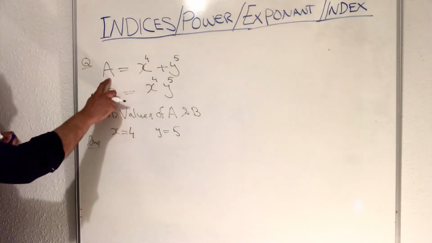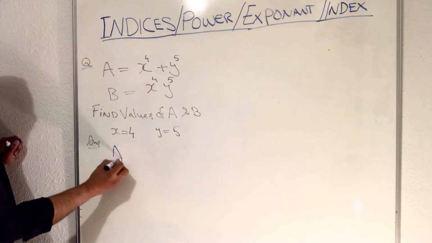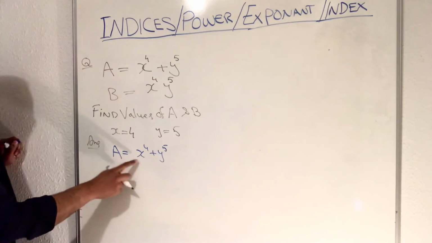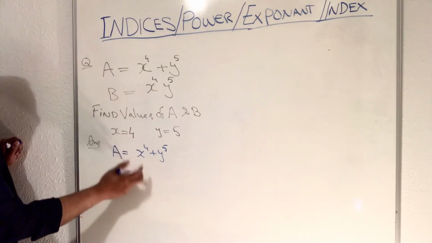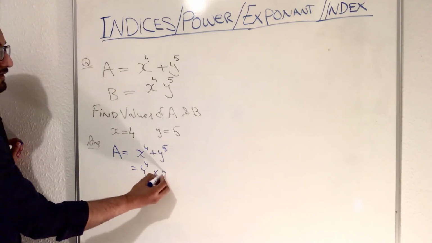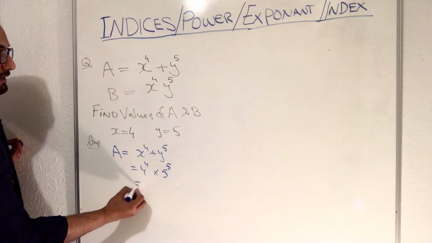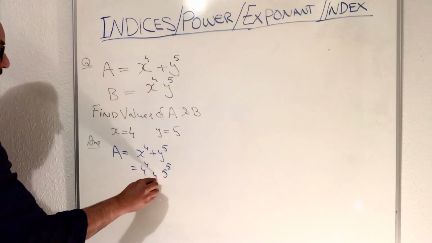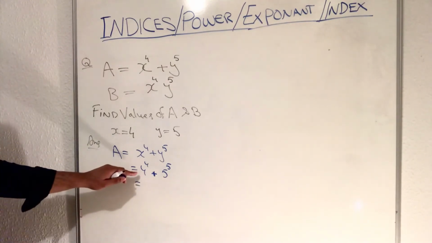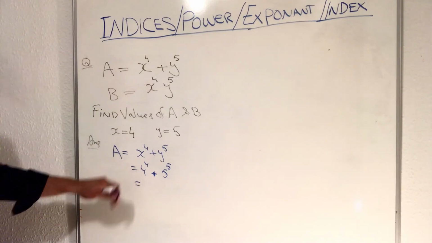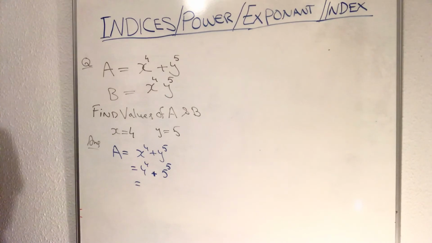Here you can see that a has two values. First I write down here: a has x power 4 plus y power 5. What is the value of x? x has a value of 4, so 4 power 4. What is the value of y? y has a value of 5, so 5 power 5. Then you need to work out those values, and add them. 4 times 4 is 16, 16 times 4 is 64, 64 times 4 is 256.